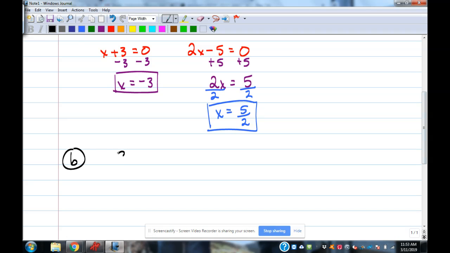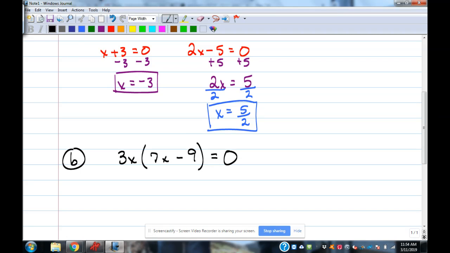Even if it's like this, maybe we have 3x parentheses 7x. We know that those things that were multiplied together, one of them had to be 0, one of the pieces. We're trying to find out what the x had to be to make that part 0. That's what we're trying to find. So like this one, 3x parentheses 7x minus 9 is equal to 0.